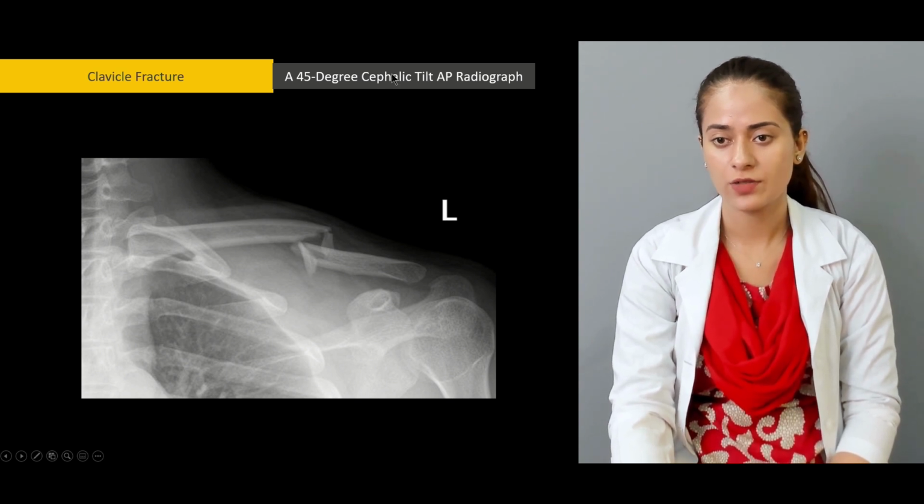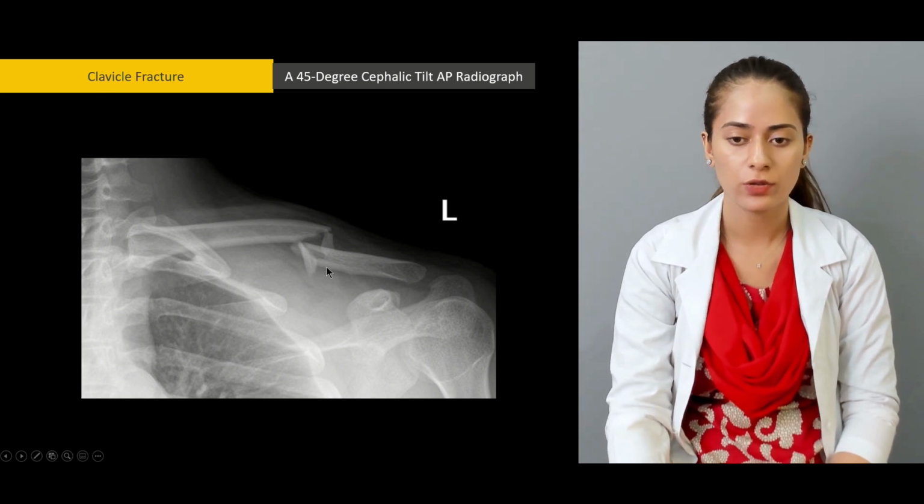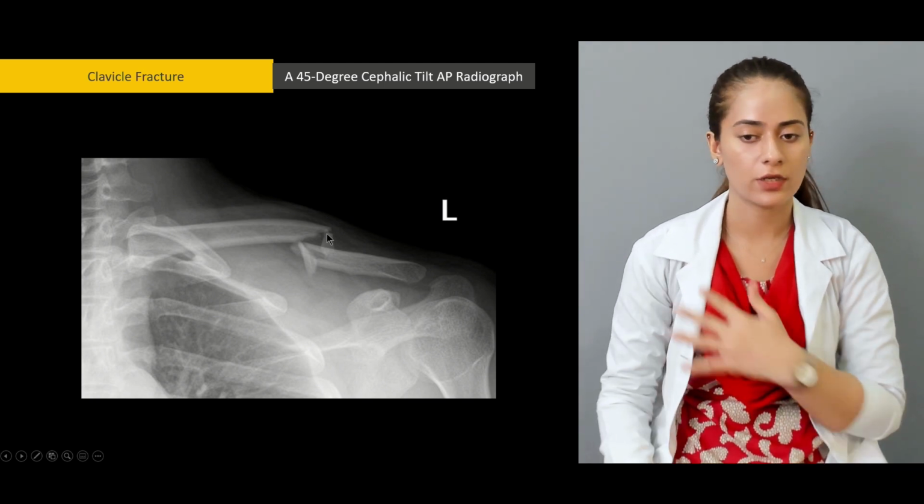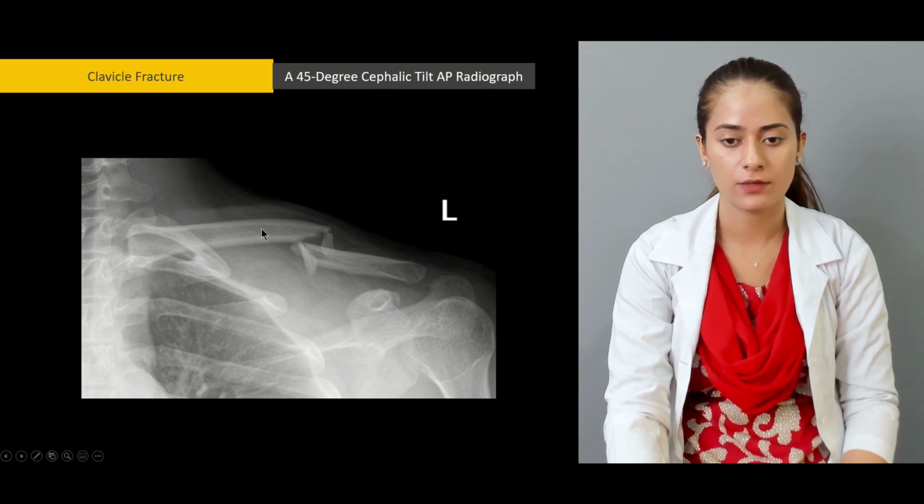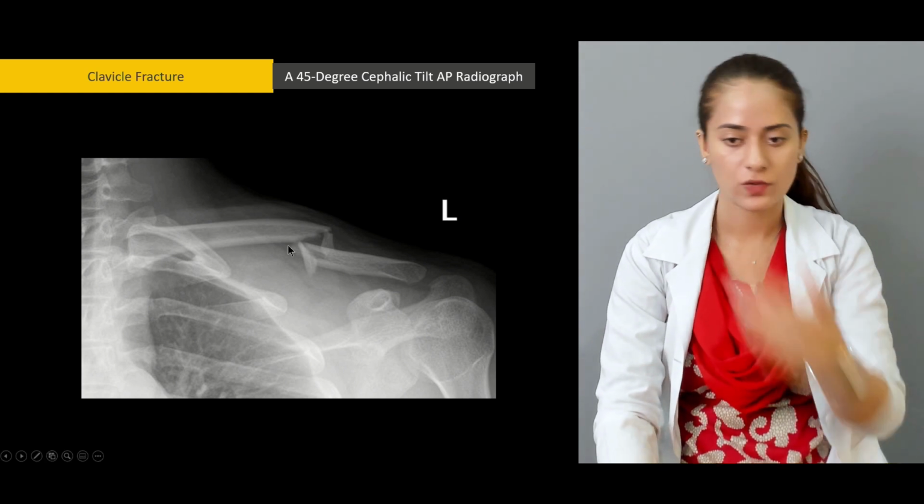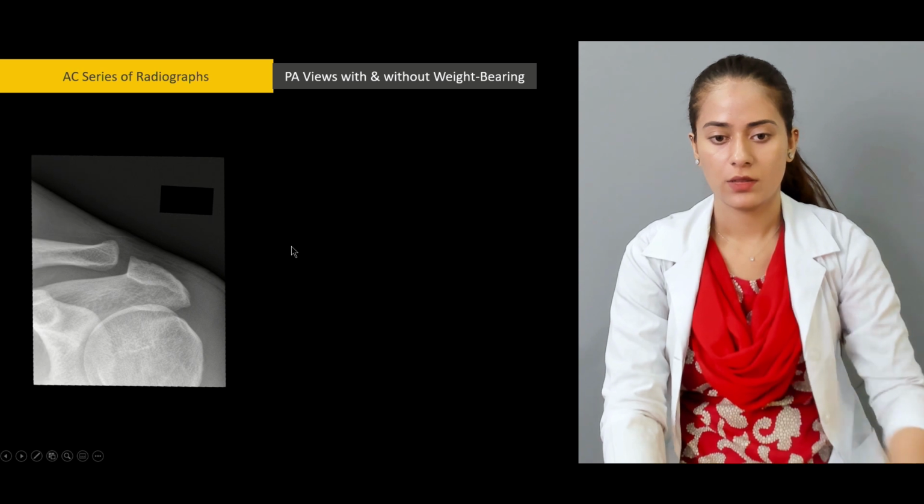The head is turned, so that's not visible, but that's nothing unusual. It's just an AP view, that's it. So the 45-degree cephalic tilt is because this is how the head is tilted for a better view.